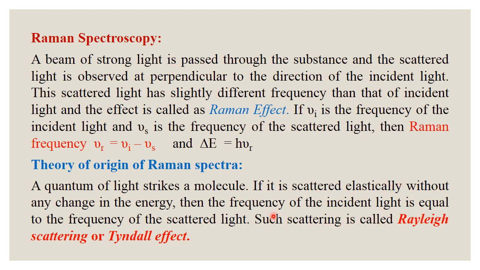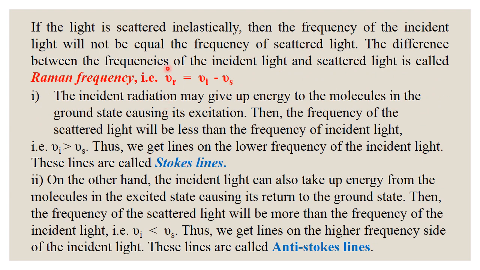Such scattering is called Rayleigh scattering or Tyndall effect. In the case of Rayleigh scattering or Tyndall effect, the frequency of the incident light is equal to the frequency of the scattered light. This type of scattering we call Rayleigh scattering or Tyndall effect. If the light is scattered inelastically, the frequency of the incident light will not be equal to the frequency of the scattered light. The difference between the frequency of the incident light and scattered light is called the Raman frequency, which we have already discussed. The Raman frequency nu r will be equal to nu I minus nu s, where nu I is the frequency of the incident light and nu s is the frequency of the scattered light.